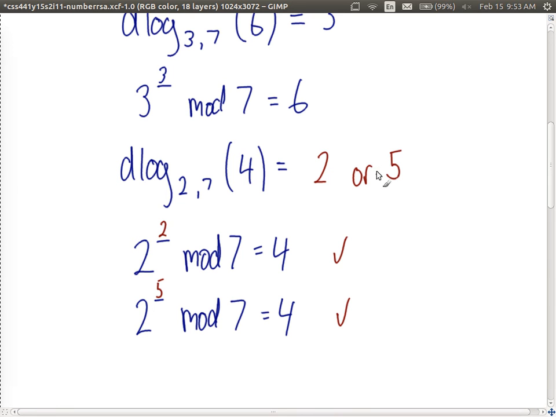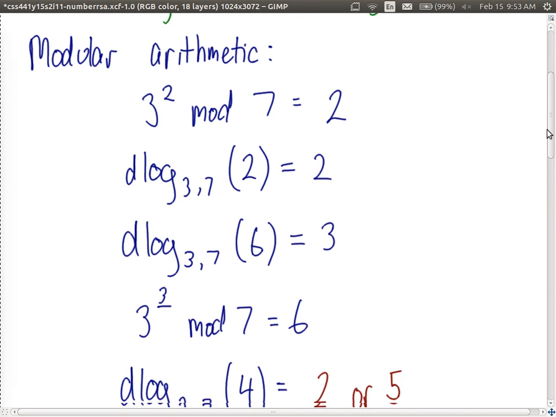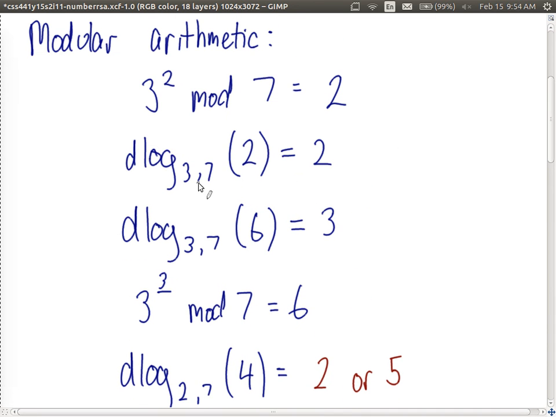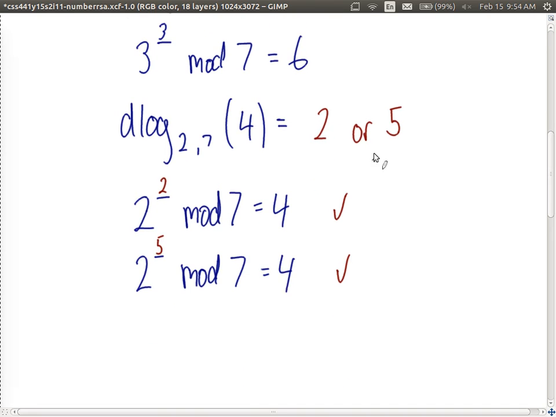So the point is, only some values have unique answers. Not all values have unique answers. This had a unique answer of 2, this one had a unique answer of 3, but here we don't have a unique answer.